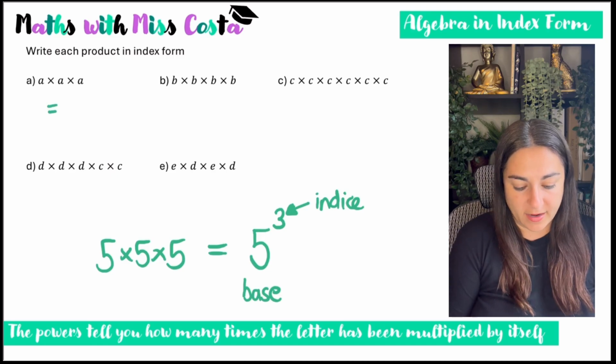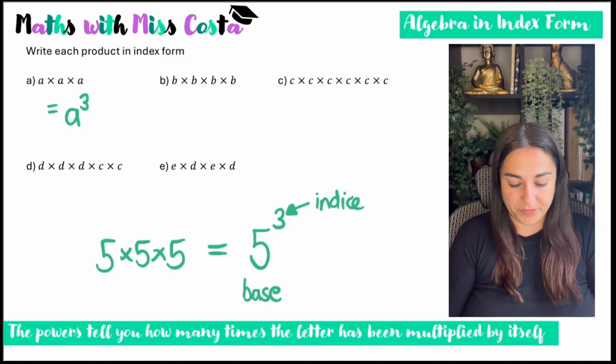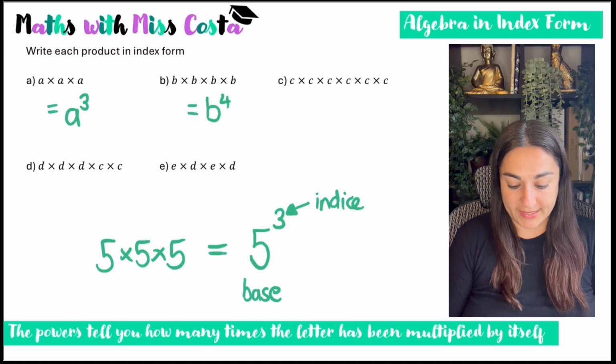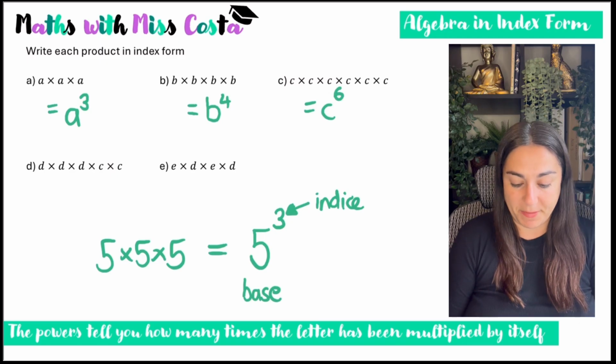So over here, I've got A, and it's being multiplied by itself 3 times. So I'm going to write that as A to the power of 3. Here, I've got B, and it's multiplied by itself 4 times. So I'm going to write that as B to the power of 4. Next, I've got C, and it's being multiplied by itself 1, 2, 3, 4, 5, 6 times. So that's going to be C to the power of 6.